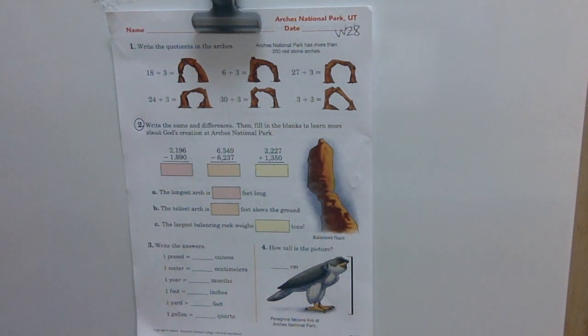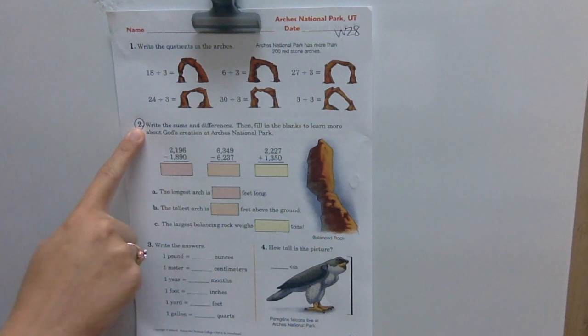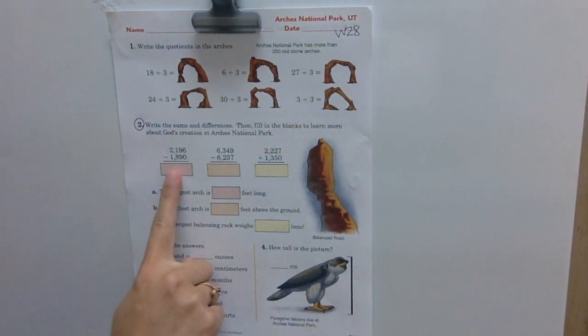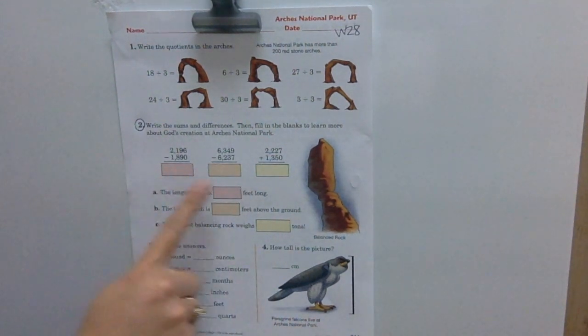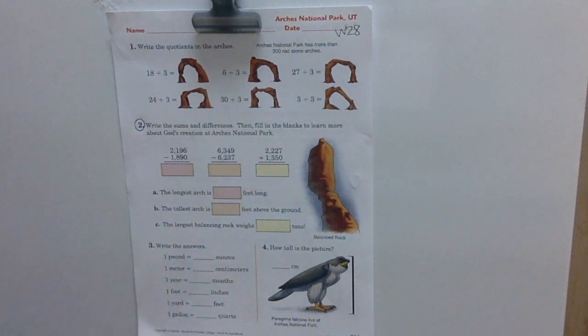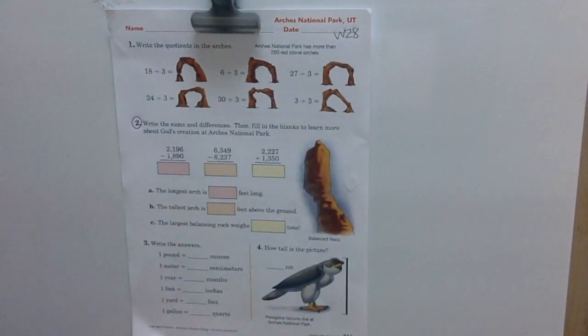So we're starting on page 311 with question 2, okay? It says to write the sums and differences, then fill in the blanks to learn more about God's creation at Arches National Park. So what we're going to do is we're going to do this problem, and this problem, and then with these coordinating colors, we're going to put these answers, whether they're a sum or a difference, in these boxes, and then we'll read these sentences together.